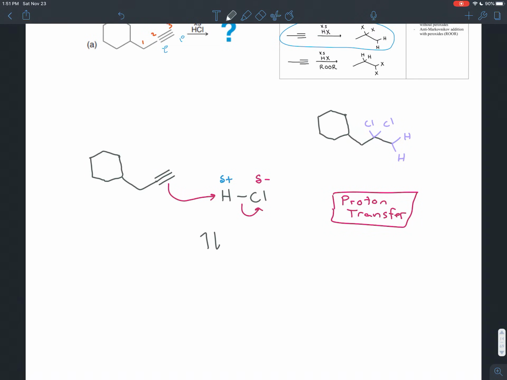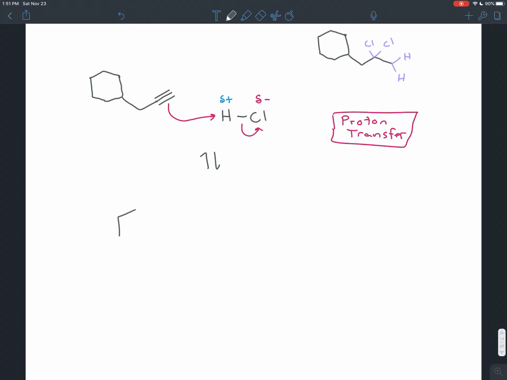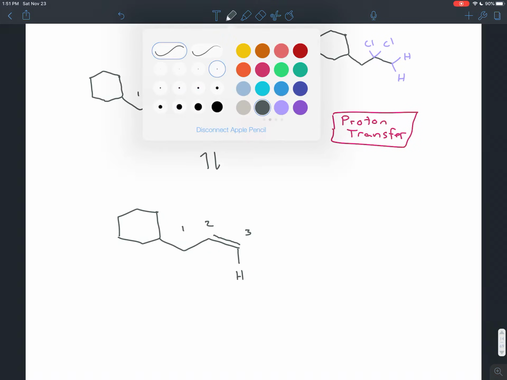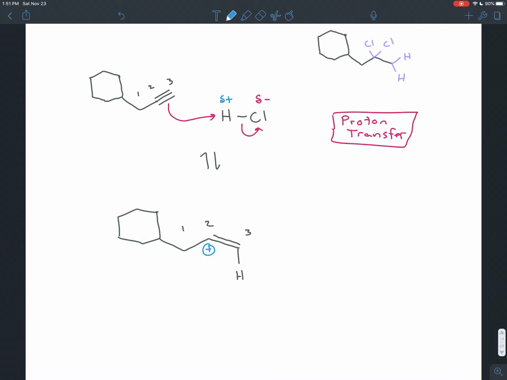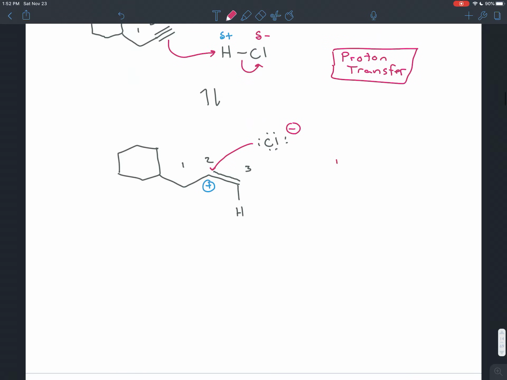We now no longer have that triple bond. We have our 3 carbons, 1, 2, 3, 1, 2, 3. The hydrogen goes on the less substituted carbon. Notice we've only used 1 pi bond, so the other one should still be there. And we have a carbocation on the more substituted carbon. And that is very quickly attacked by the chlorine that left. That chlorine has a full negative charge, and after it leaves, it attacks that carbocation. And notice that's nucleophilic attack.